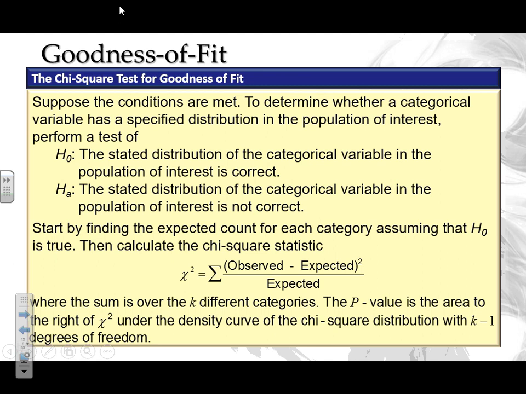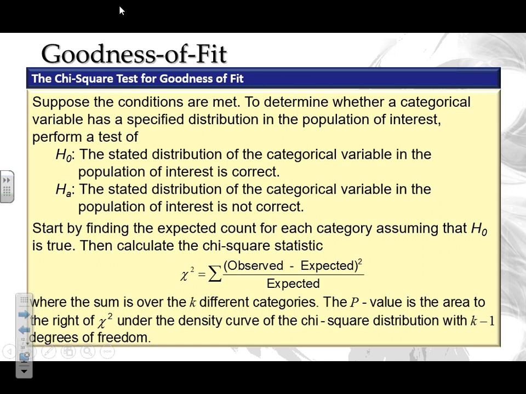So, don't try to write all this down. A lot of this is stuff we've already talked about. So first, if the conditions are met, to determine whether our observed distribution does in fact match the predicted distribution, we would run a chi-square goodness of fit test. So the hypotheses we've already written down. The null is that the stated distribution is correct. The alternative, the stated distribution is not correct. And then you just have to put whatever context in there to make sure they know what they're talking about.